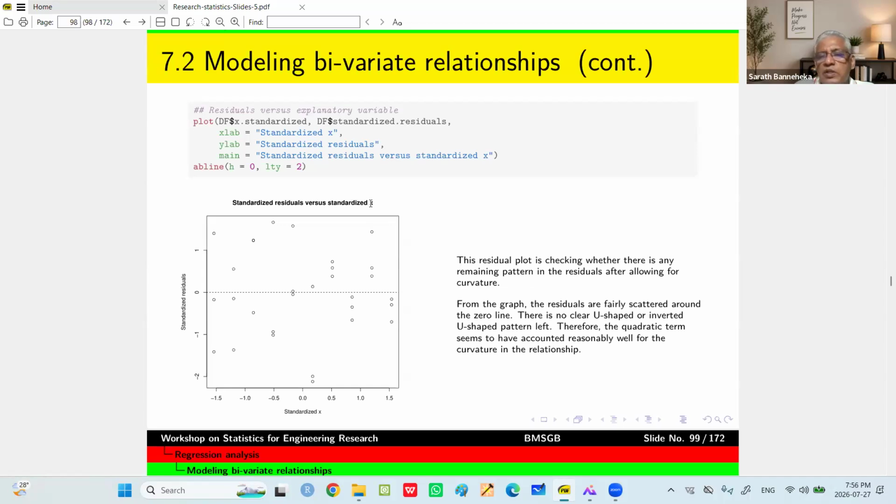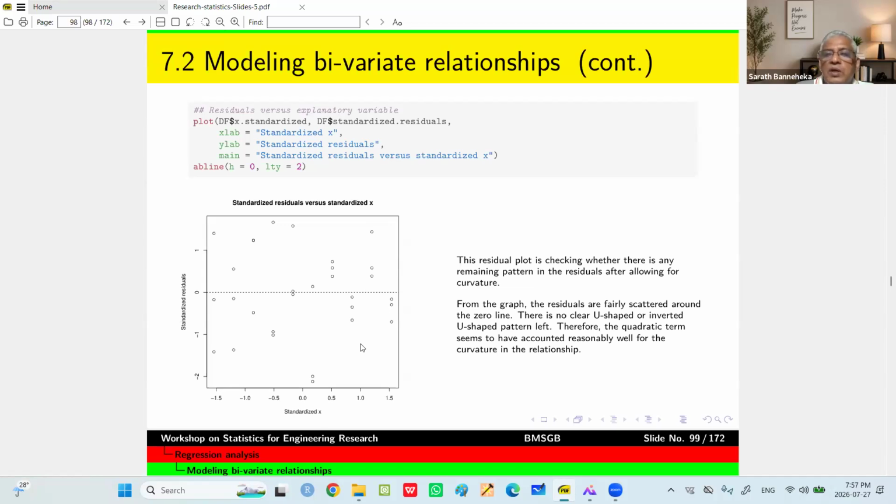After plotting the standardized or studentized residuals versus the fitted values, then usually we should plot the residuals, or actually preferably the standardized or studentized residuals, versus each x variable you have in the model. That is done to see whether there is any remaining pattern in terms of that variable. So here I have plotted the standardized residual versus the standardized x. There is no pattern here.